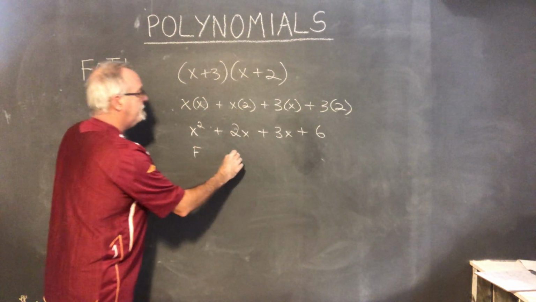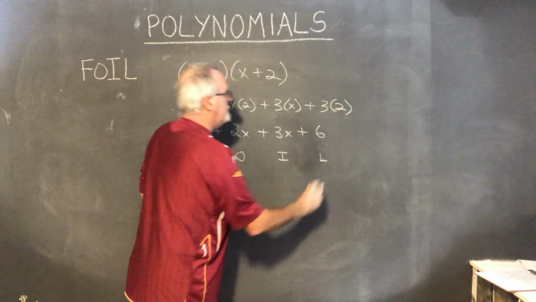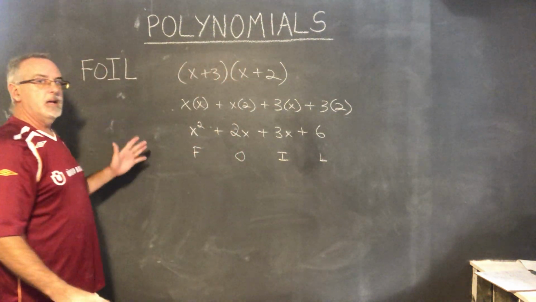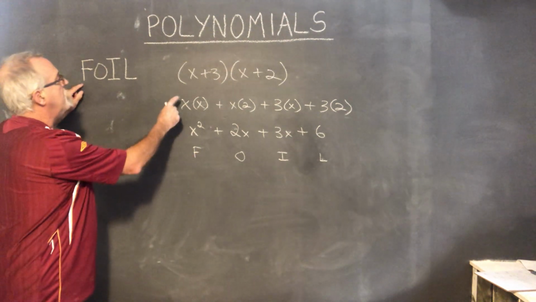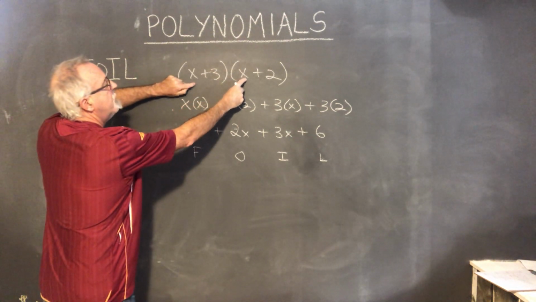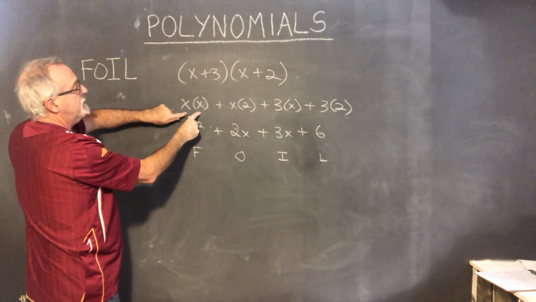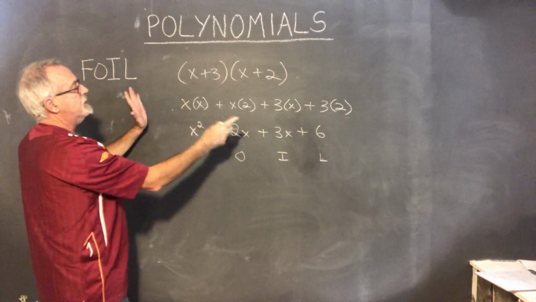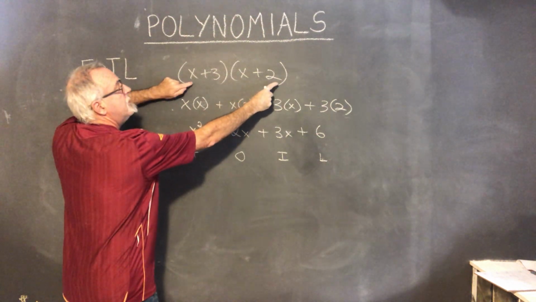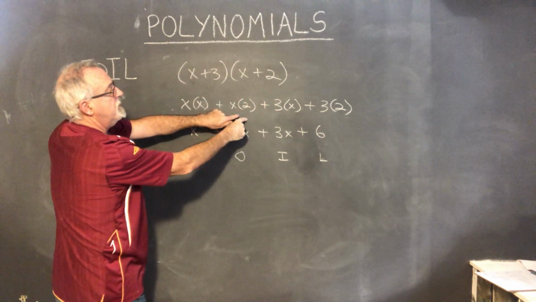There's my F, there's my O, there's my I, and there's my L. FOIL stands for first, outside, inside, last. So when I multiplied the two terms that are the first terms in the two binomials, that's the F, that's x times x, that's the first ones. Then the next one was the outside ones, and oh yeah, I did it. X times 2, they're the outside terms.